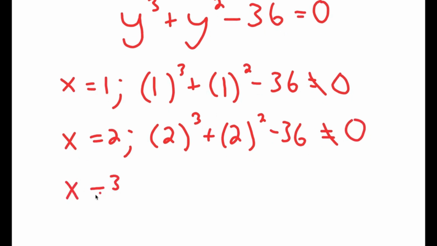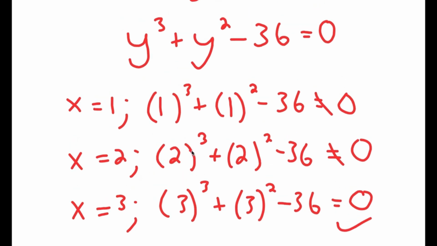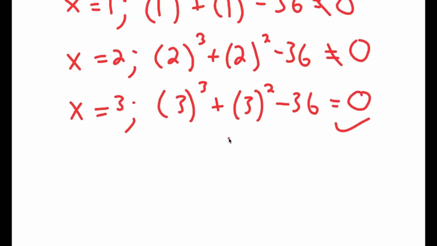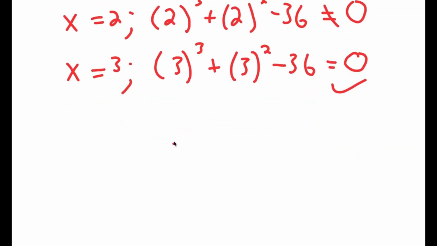Now I have 3, so I get 3 to the power of 3 plus 3 squared minus 36. 3 to the power of 3 is 27. 27 plus 3 squared is 9, so 27 plus 9 is 36. 36 minus 36 does equal 0, so this is right, and 3 is the solution. So now that I have, actually, sorry, this should be y equals 3 as a solution.